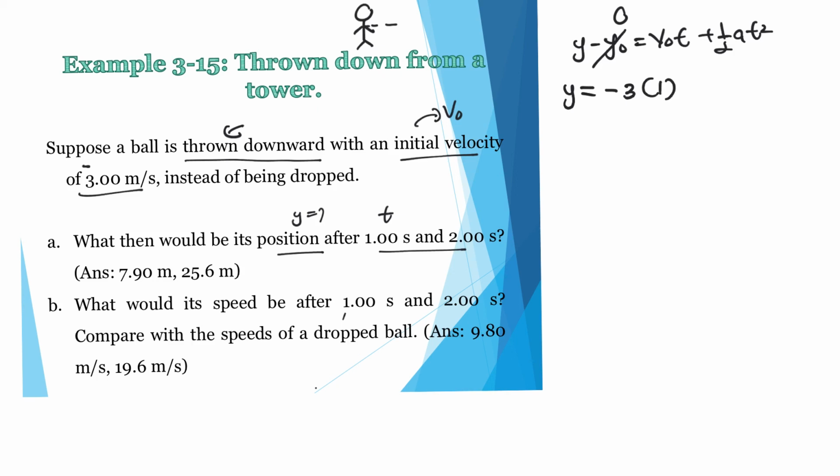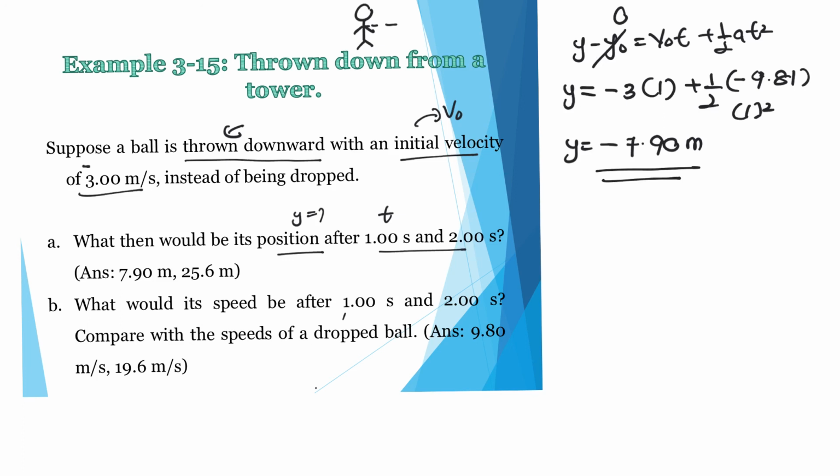So time is 1, plus 1 over 2. Because I choose downward as negative, my gravitational acceleration is going to be negative, and t there is 1 square. Supposedly you are going to get negative 7.90 meter, which is correct because the position is below your reference point, that's why you get a negative value.